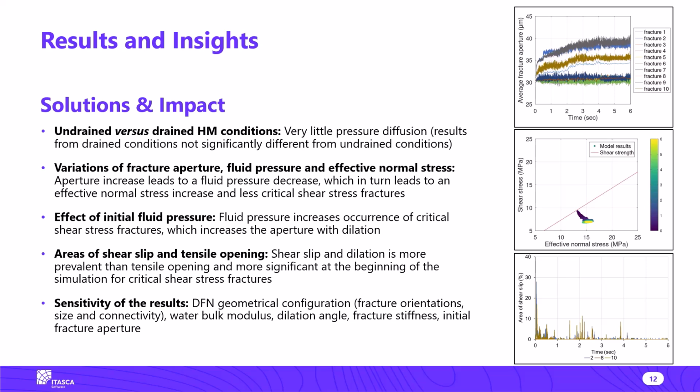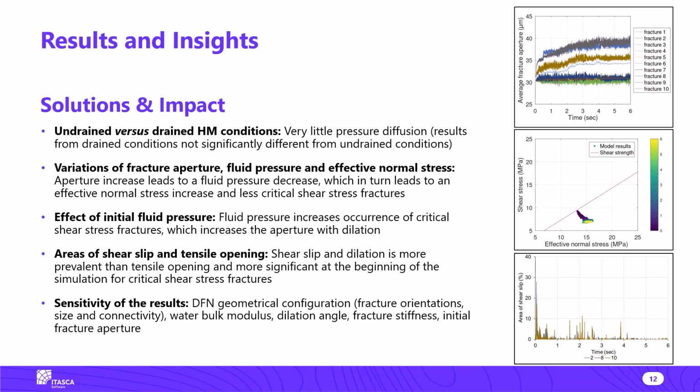During the seismic events, the fracture aperture increases, as you can see in the top right figure, which results in a decrease in the initial fluid pressure, which in turn leads to an increase in the effective normal stress and less critical shear stress fractures, as you can see in the center right figure. In the center right figure, the color bar represents time. So initially, at 0 seconds, the fracture is critically shear stressed. Shear stress is near the shear strength. But then, the effective stress increases as time increases. So the fracture becomes less shear stressed.